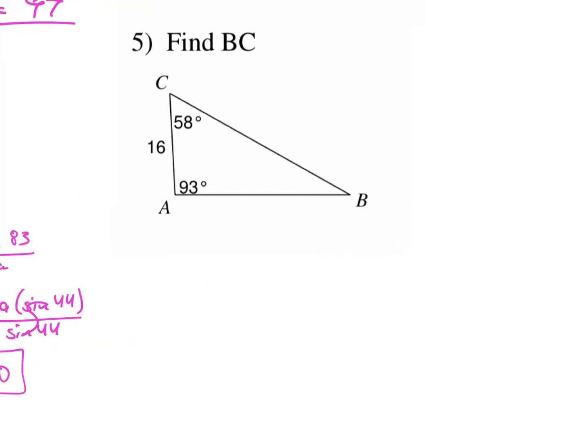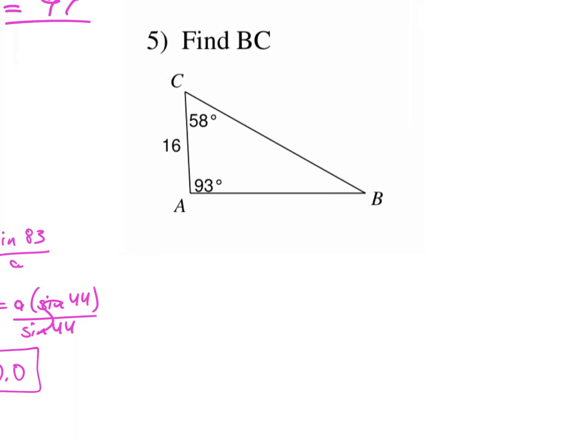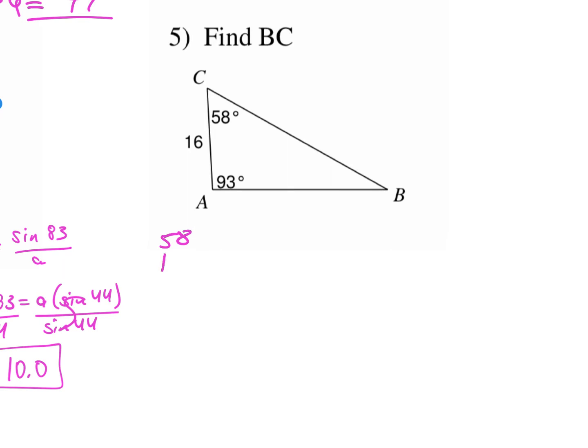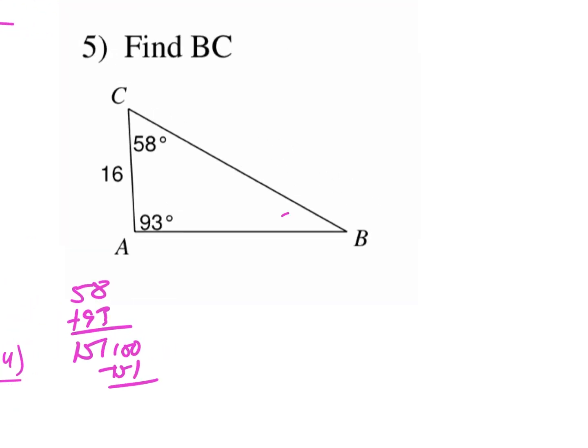Personally, the first thing I would do is add those two together and subtract. I would say, okay, 58 plus 93 is how much? 151. And then 180 minus 151 gives me 29. So angle B is 29 degrees. I already figured that out.